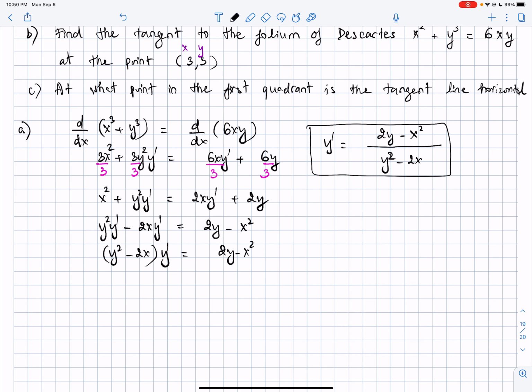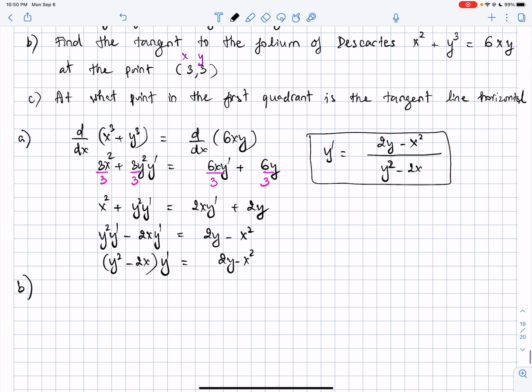In problem B, the problem said to find the tangent to the curve at the point 3, 3. That means x equal to 3 and y equal to 3. The tangent to the curve, I need to find the slope because I have the point already. So the slope is y prime. What we do is we input x equal 3 and y equal 3 into the y prime.